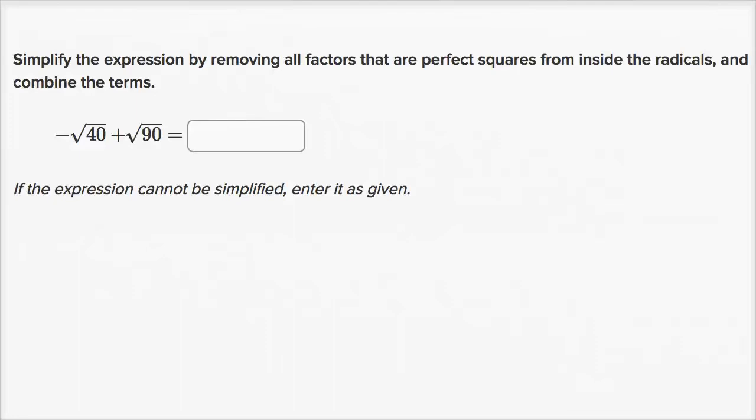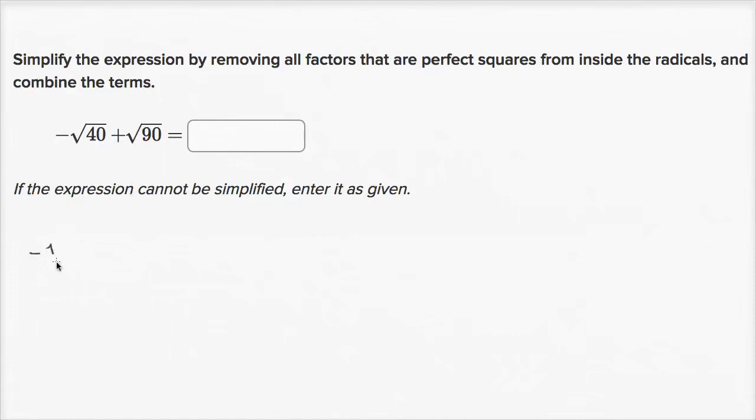Let's get some practice rewriting and simplifying radical expressions. In this first exercise, and these are all from Khan Academy, it says simplify the expression by removing all factors that are perfect squares from inside the radicals and combine the terms. If the expression cannot be simplified, enter it as given. All right, let's see what we can do here.